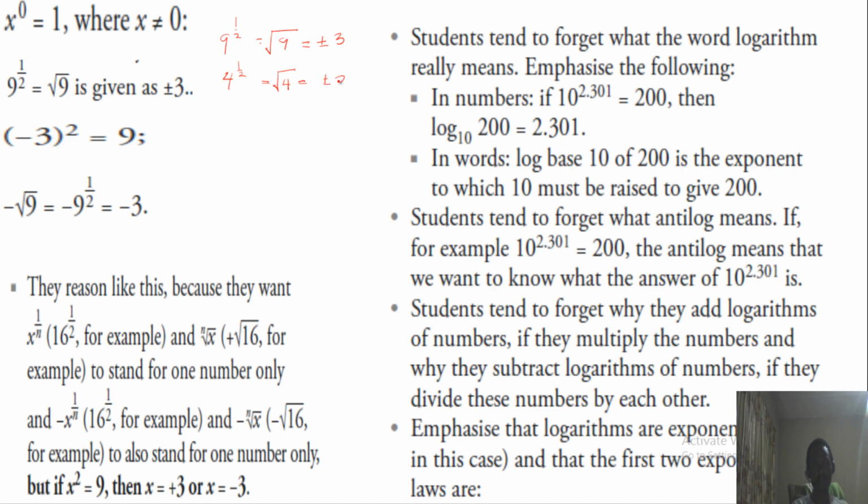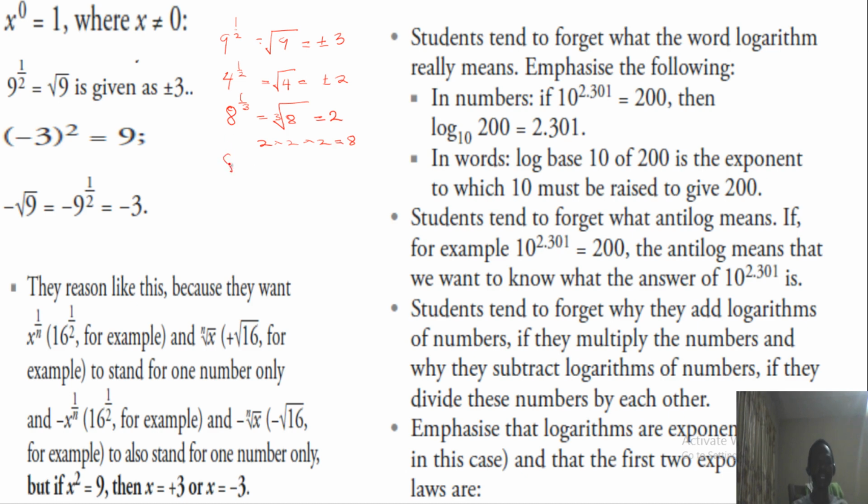Then if I have 8 raised to power 1 over 3, I need to know that this is talking about the cube root of 8. Basically it means what can you multiply 3 times that will give you 8? 2 times 2 times 2 will give me 8. Therefore, the cube root of 8 will be 2, because you can multiply 2 three times to give you 8.